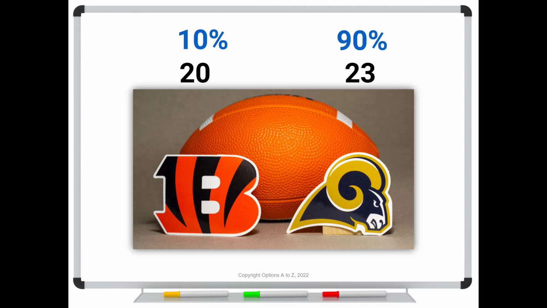What happens as you get closer and closer, eventually hitting those final seconds of the game, you will say, okay, I'm now 100% certain that the Rams have won, and therefore there's a 0% chance for the Bengals to win. And at that point, that in-the-money call option will have a delta of 1, and that out-of-the-money put option will have a delta of 0.